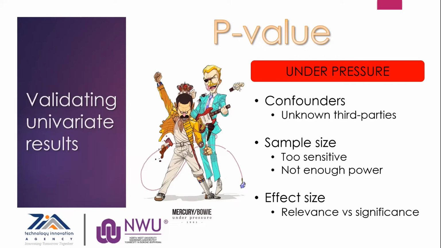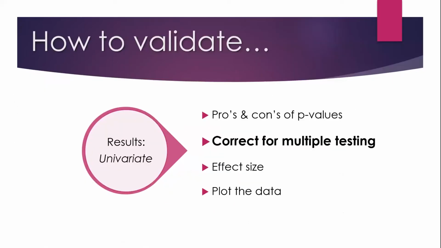And then the p-value can detect effects of no real importance. So there's no effect size related to it. It's only used to establish whether it's beyond chance. So it's quite limited. So there are a couple of things that we need to consider.